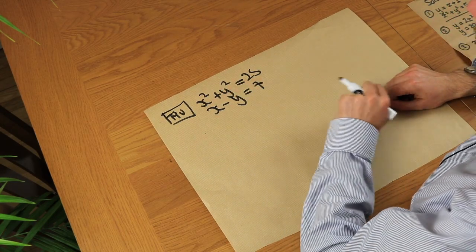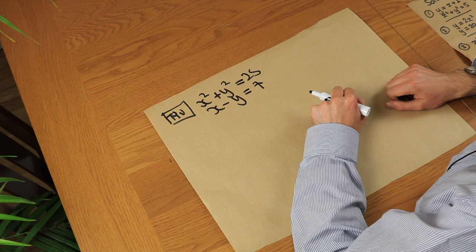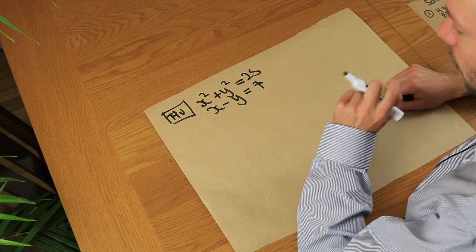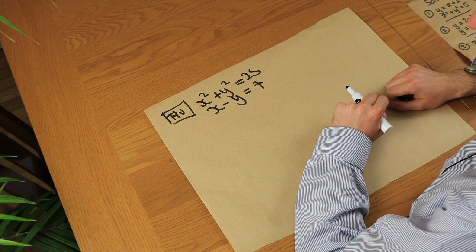Now let's finish with this test your understanding question. Here we've got x squared plus y squared equals 25, and we've got x minus y is 7. Why don't you have a go at this one? Pause the video now and we'll go through it in a sec.